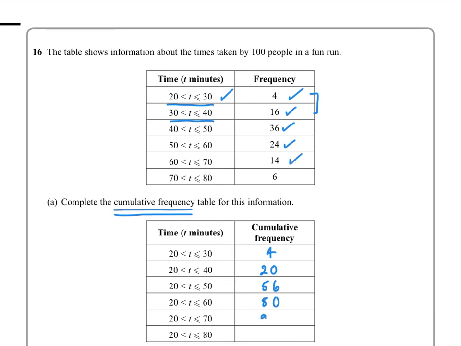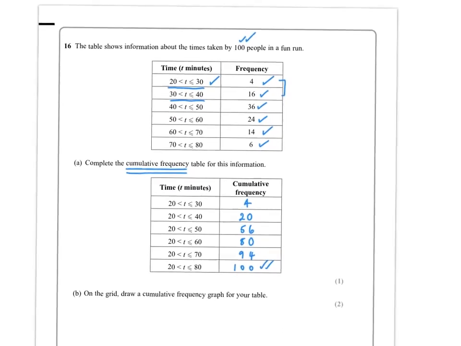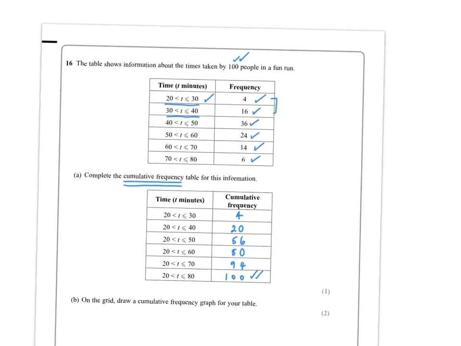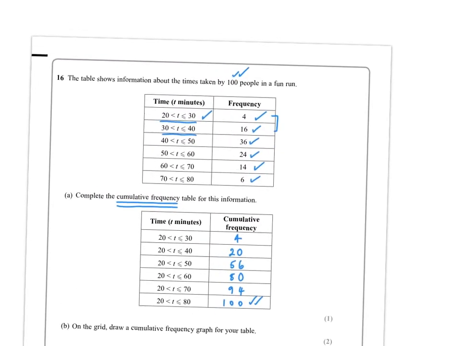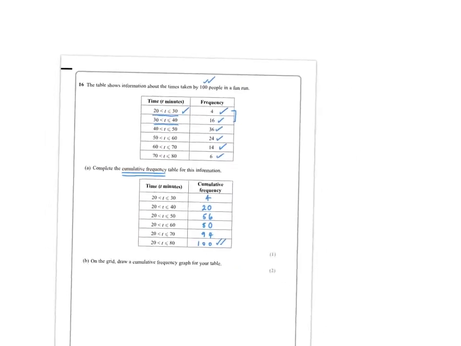and 14, that's 94, and then 6 more, and then just double check, is that the same as we've got here? Yes, it is. So always check that out. So I think to accumulate, to gather the frequencies up as you go along, that's a good way of remembering it. And then it says, on the grid, draw a cumulative frequency graph for your table.